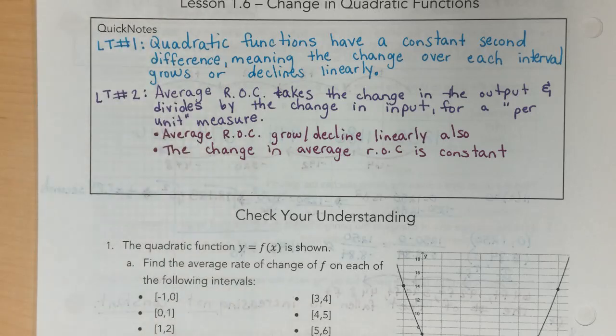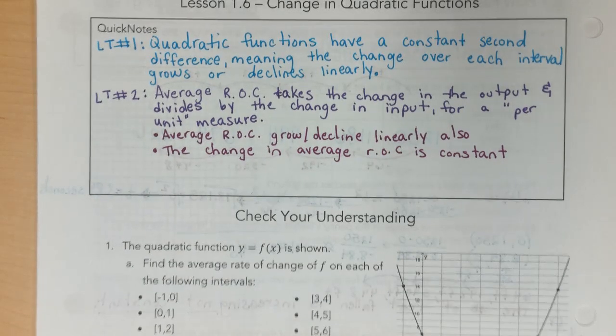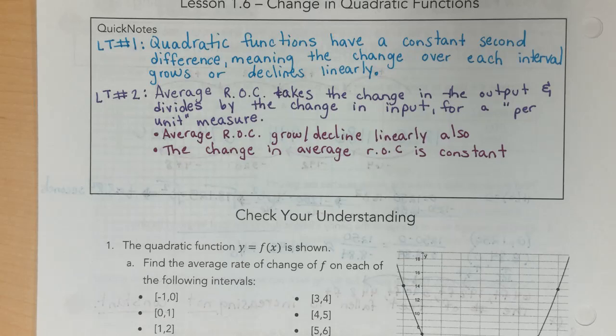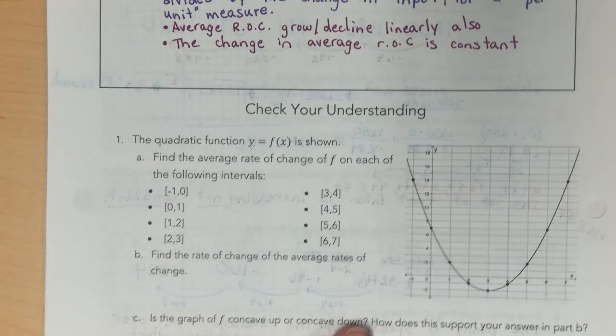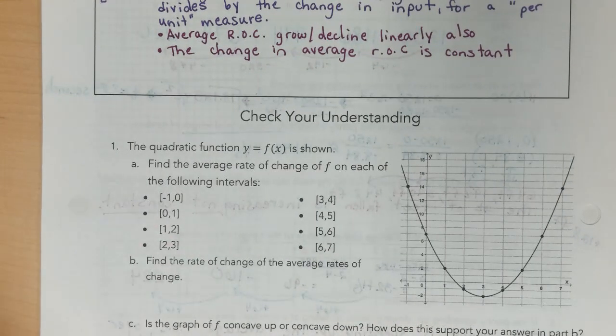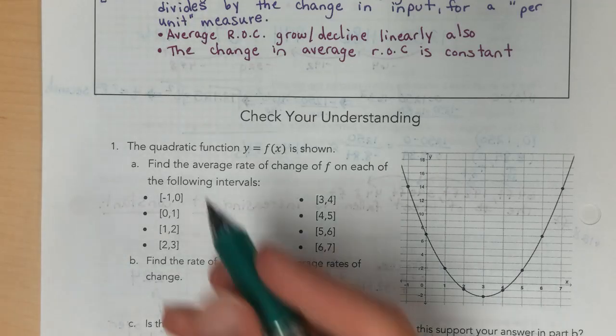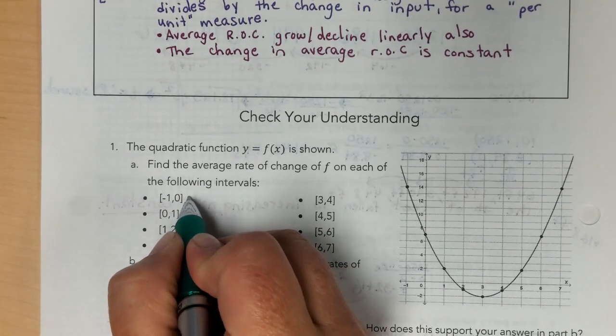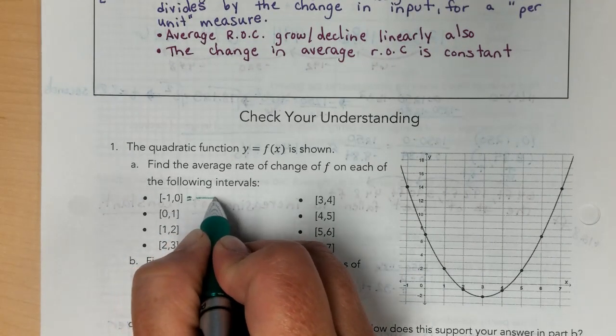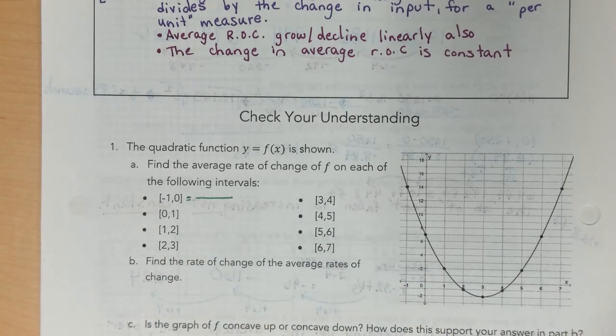Okay, so check your understanding. The quadratic function y equals f of x is shown. Find the average rate of change of f on each of the following intervals. So this is the exact same thing you did on Delta Math. So if I go here for -1, these are going to be my inputs. We're going to go on bottom. Do you want me to do 0 first or -1 first? Doesn't matter.